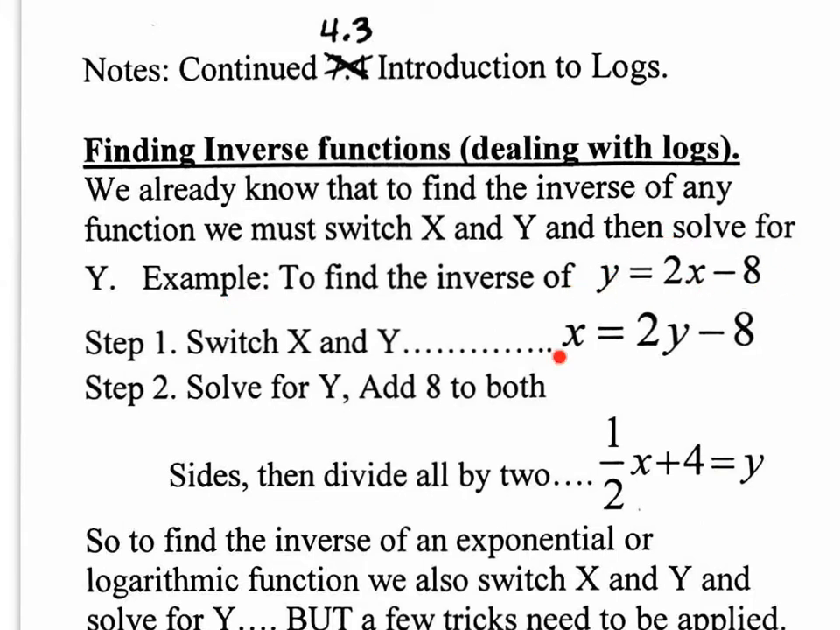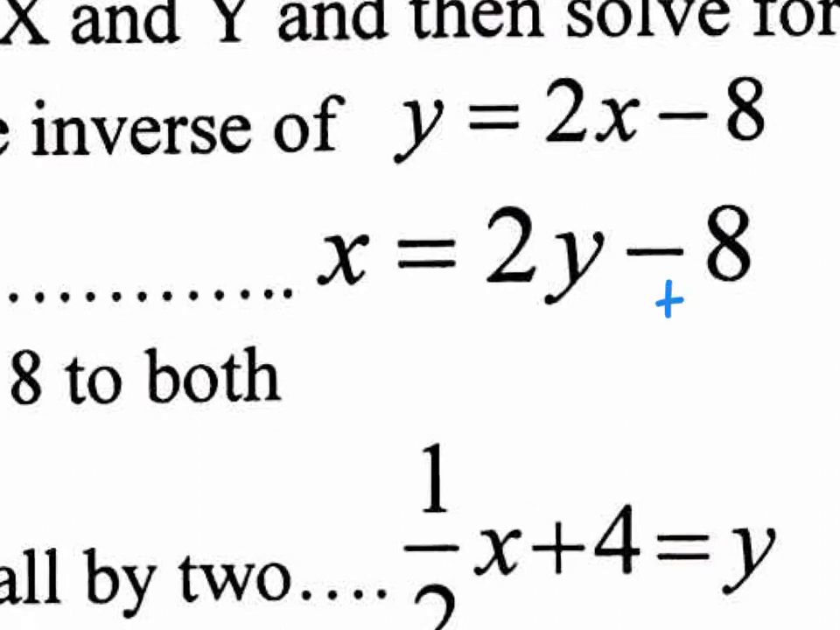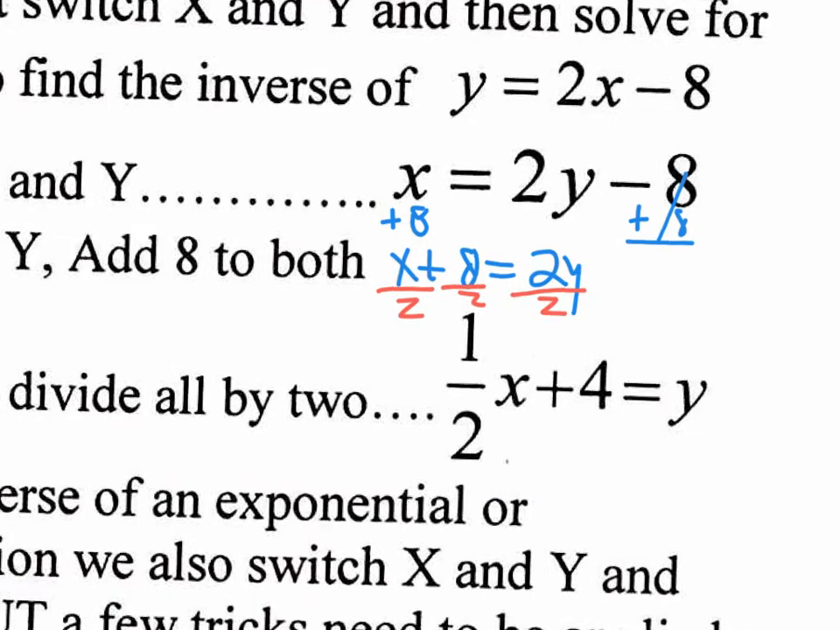Switch the x with the y, you end up with x equals 2y minus 8. And then, actually doing the work here, you add 8 to both sides. So you get x plus 8 equals 2y. And then if you divide both sides by 2, you'll get the final function right here. That's the inverse of the original.